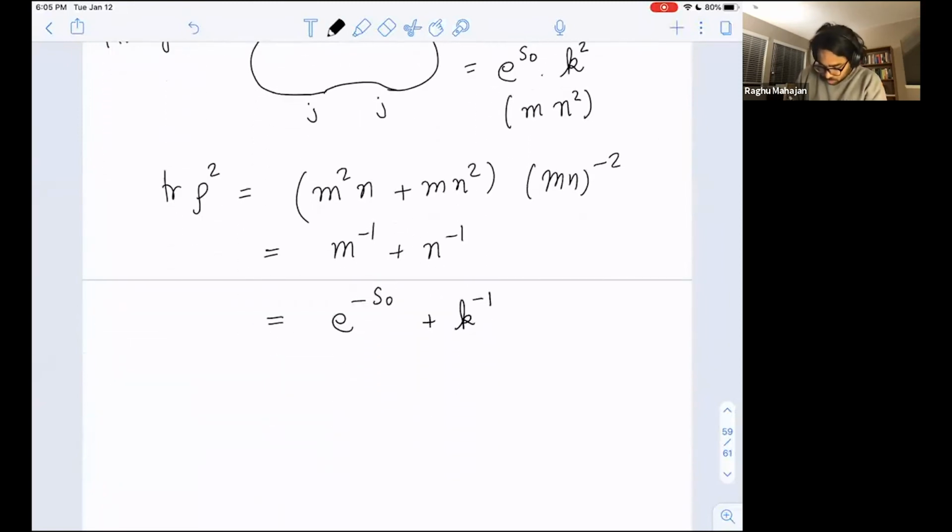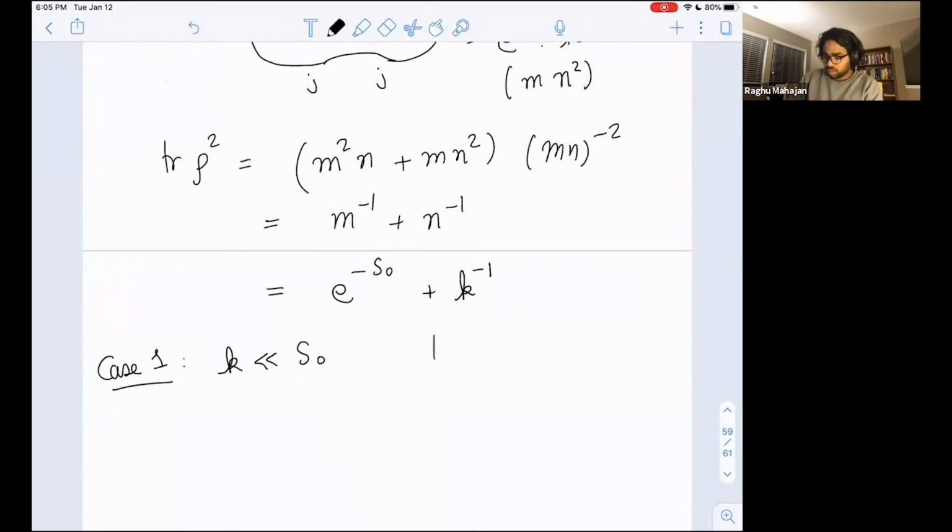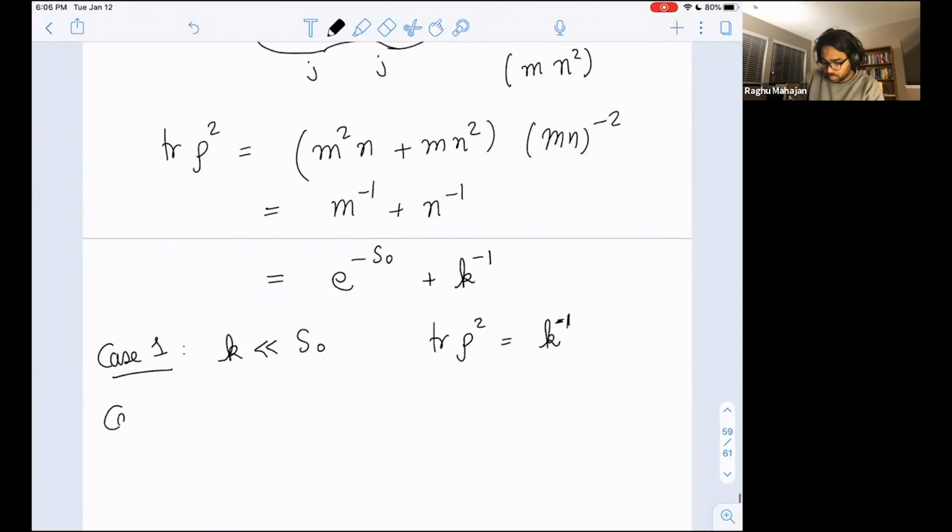So case 1: k is much, much less than s naught. This is like when there are not too many internal states. This is like the early part of the Hawking radiation, when the black hole is big and the radiation and the internal particles are not that highly entangled. The number of internal states is small. And then trace rho square is just k inverse. It's like the Hawking result, right? k was the dimension of the radiation system.